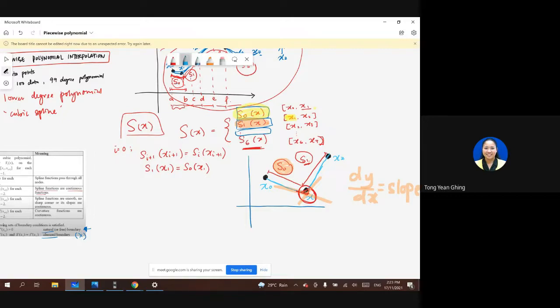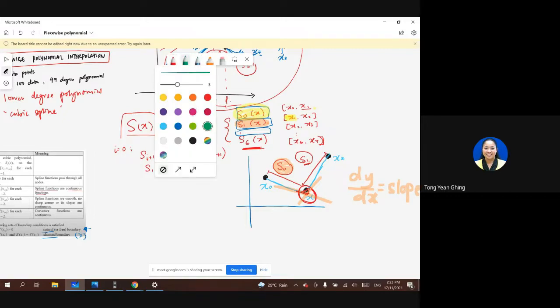Which other color? Green, orange. So because I want this curve to be smooth, I don't want it sharp like this. This one cannot, we don't want it. If they are equal, that means it will have a curve like this, a smooth curve.